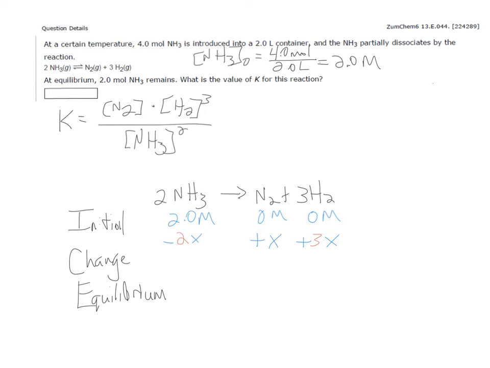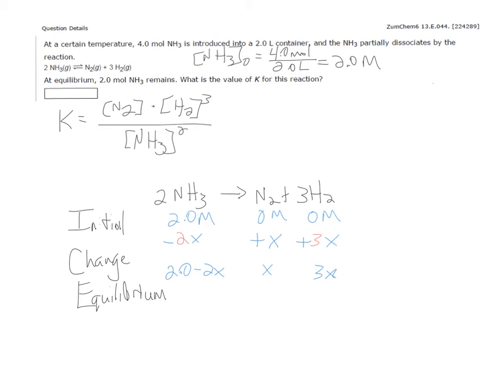Now for the equilibrium line of the ice table. We simply take the initial line and add it together with the change line. So for instance, 2 minus 2x. That can't be simplified any, but I can write it all on one line in the equilibrium line of the ice table, 2 minus 2x. And 0 plus x, well, that would just be x. 0 plus 3x, that works out to be 3x. So we have a beautiful ice table.